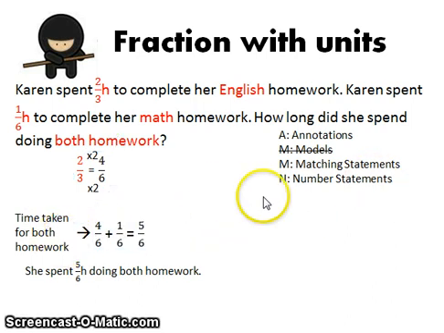I'm ready. Okay, and the number statement: she spent 5 out of 6 of an hour to do both homework. So I'm sorry, my number statement is this. Okay, so my sentence as well. So this is my complete solution. Okay, so do you know how to do your fraction with units?